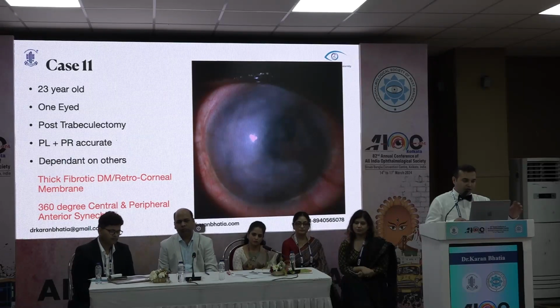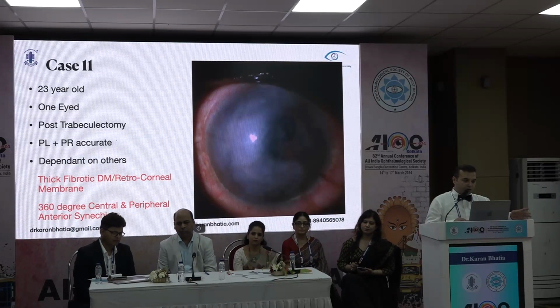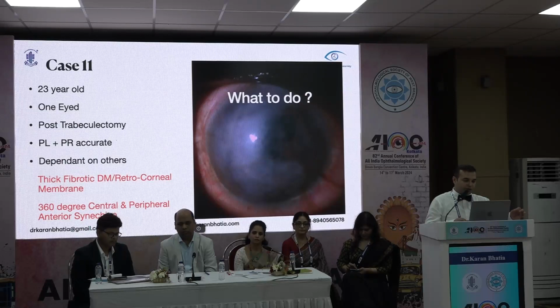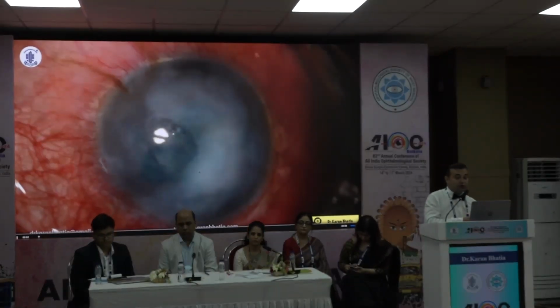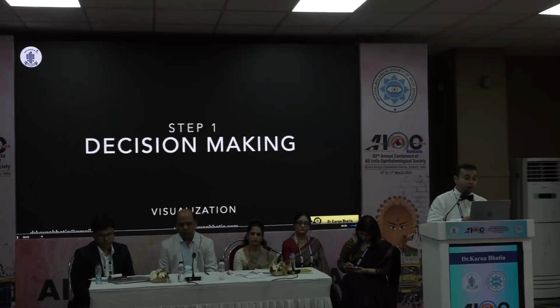This is another case, a 23-year-old, one-eyed, post-trab, with PL/PR vision only. Now you can see this thickened, fibrotic Descemet's membrane complex. There's 360-degree anterior synechia. So I was very confused as to how to go about it. Should I do a PK? Should I do a DSEK?